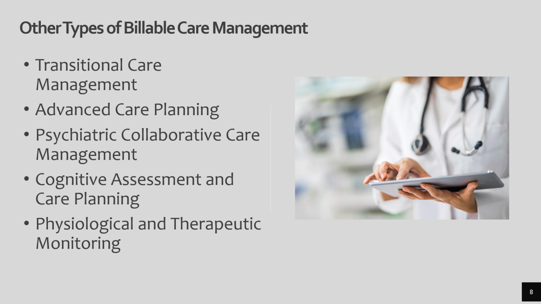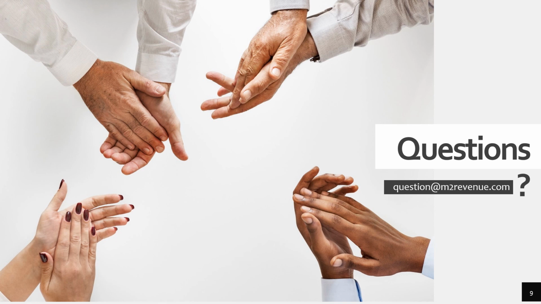There are other types of billable care management codes out there. There are transitional care management codes, advanced care planning, psychiatric collaborative care, cognitive assessment and care planning, and physiological and therapeutic monitoring. That last one is going to be part 4 of our series, and it's really exciting how these codes are changing in the last year or two. I think care management plans could be a wonderful addition to almost any practice. I think it is a way that nurses can help not only patients, but help revenue for the practice.